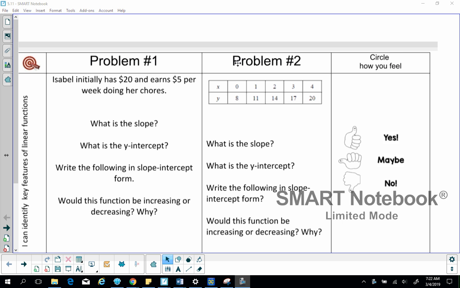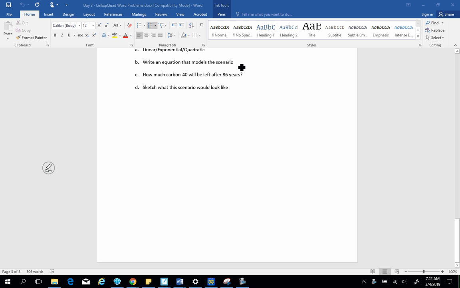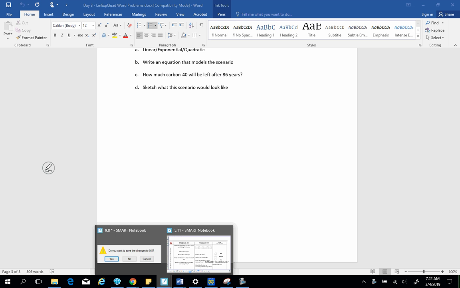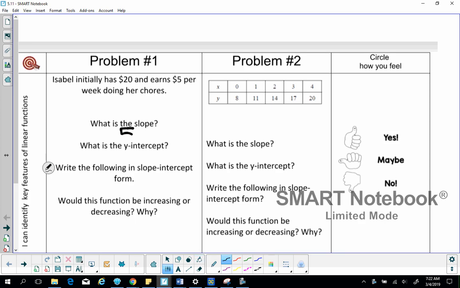Who could raise their hand and tell me what is the slope in this problem? Go for it. $5. How do you know that? That word per, each, every, right? That indicates something's happening over and over again. So I know that's my slope. So 5 is your slope, because if she's working for 2 weeks, she would earn $10 and so on.